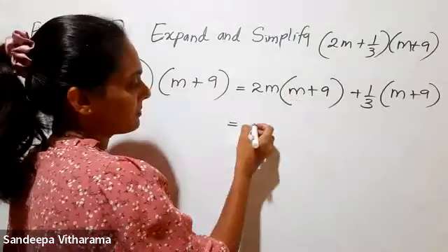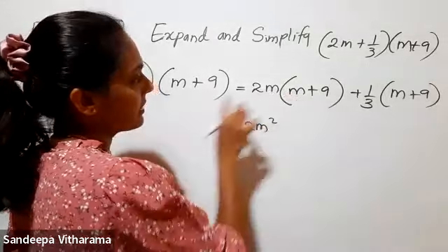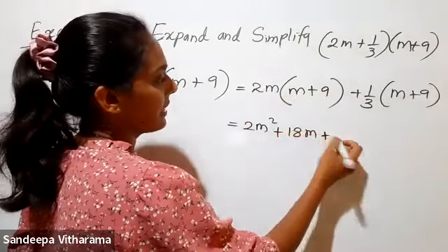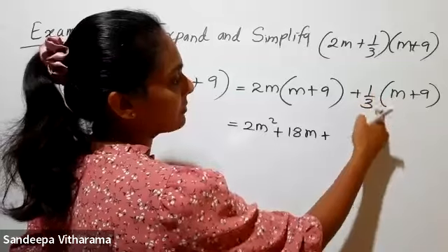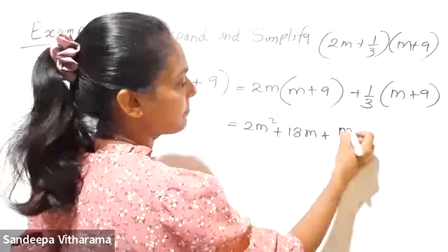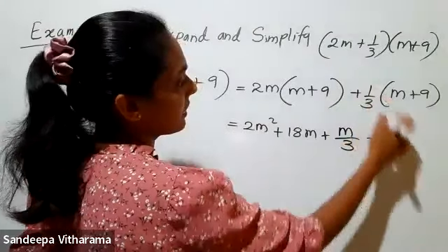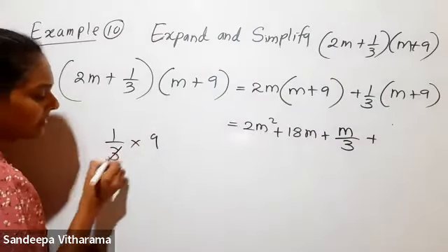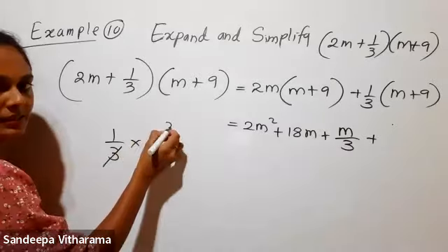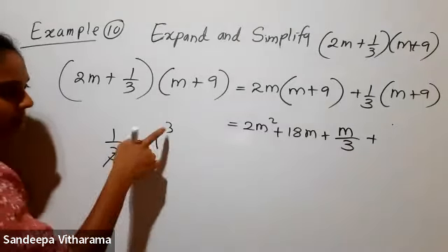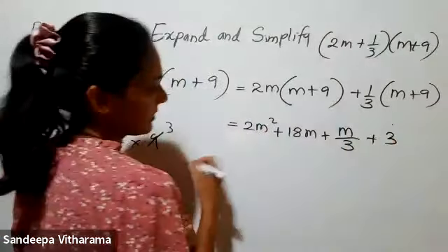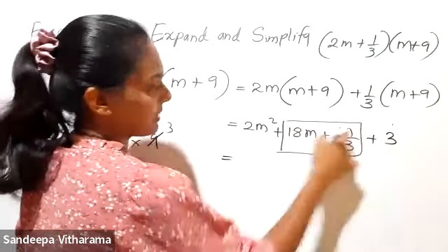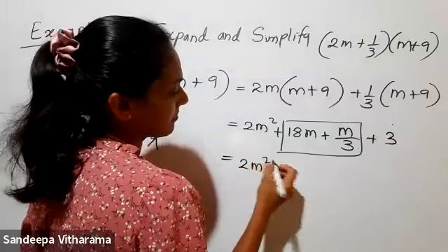Then 2m into m is 2m squared. 2m into 9 is 18m. Add 1/3 into m, it is m over 3. 1/3 times 9: 3 is cancelled for 9, 9 is cancelled for 3, it is 3. Then you can see these two are same sign terms, so you can add them.